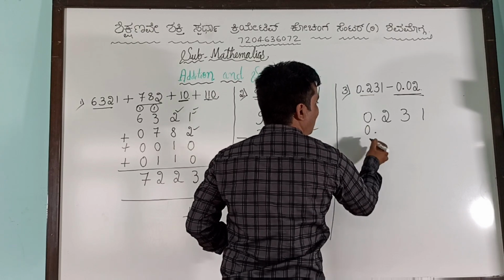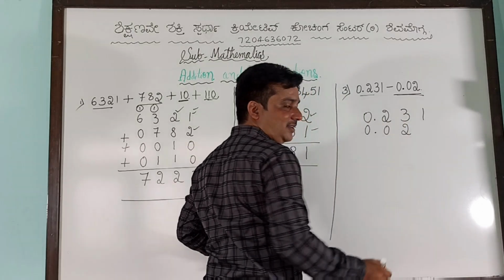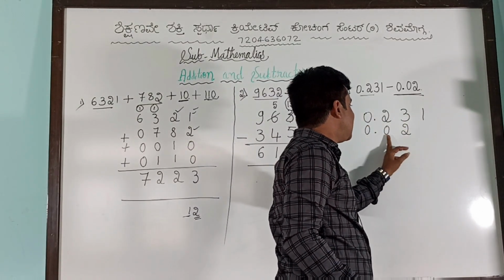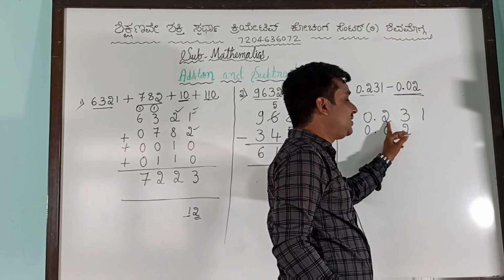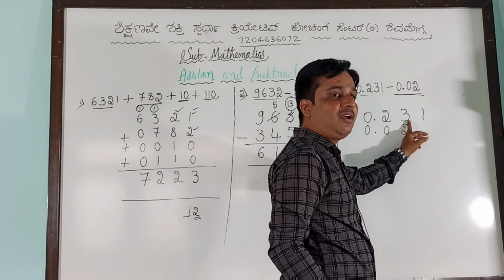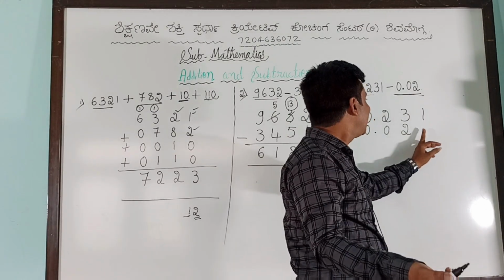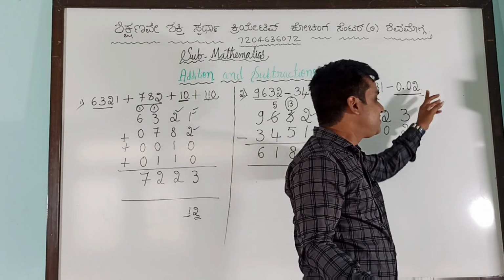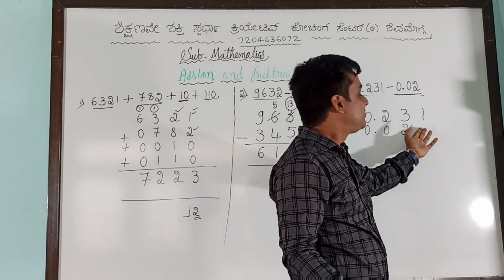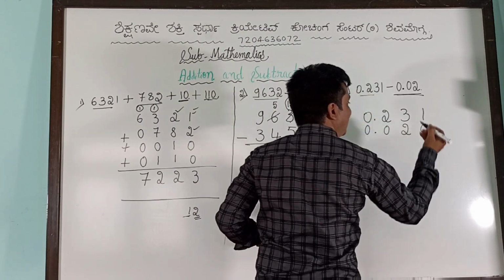So 0.02, let's write it as it is. Okay, here see, 0 is in the 10th place, 2 is in the 10th place, 2 is in the 100th place, 3 is in the 100th place, and 1 is in the 1000th place. In the 1000th place there is no number, so we don't need to write anything. If you want to write 0, no problem, you can write 0.